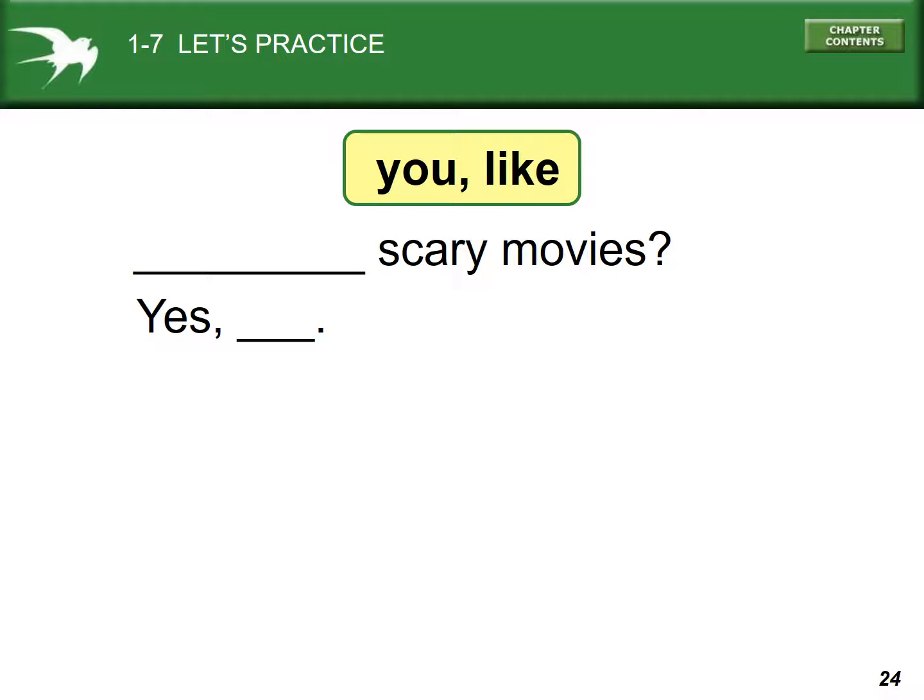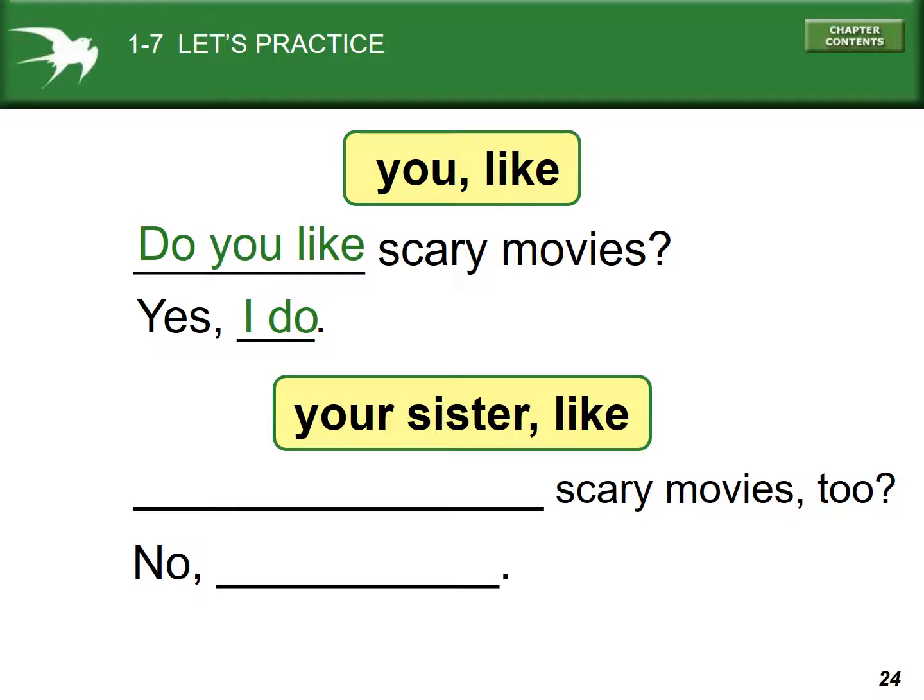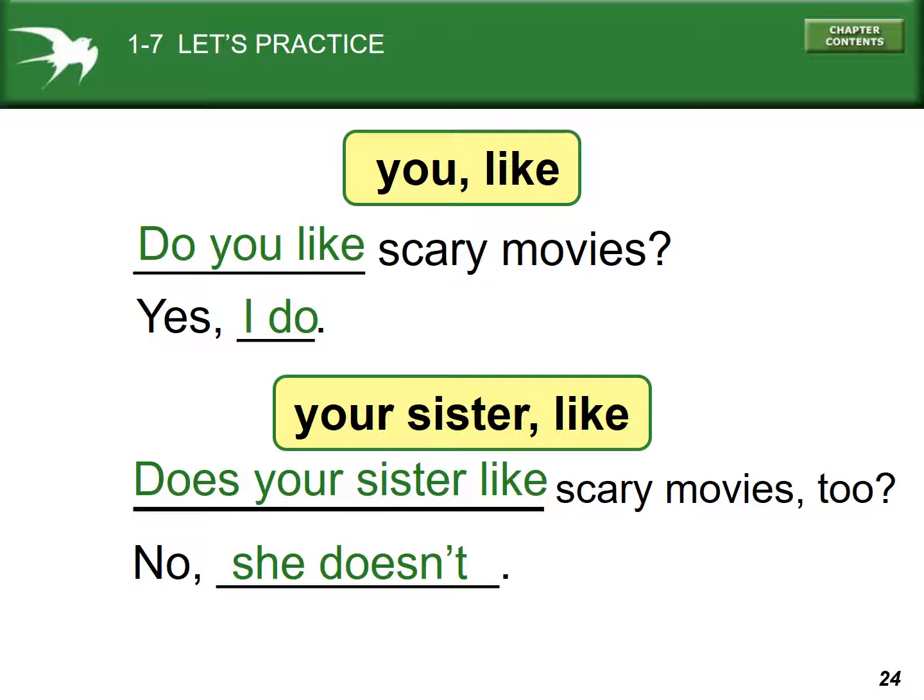All right, so with the subject you and the verb like, how are we going to complete this? Blank scary movies. The appropriate completion would be, do you like? And the short answer would be, yes, I do. Blank scary movies too, with the subject your sister and the same verb like. How are we going to complete that one? Does your sister like scary movies too? And if the answer is no, we can say no, she doesn't.